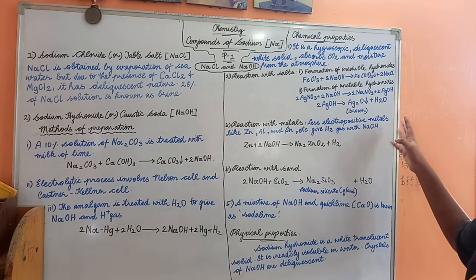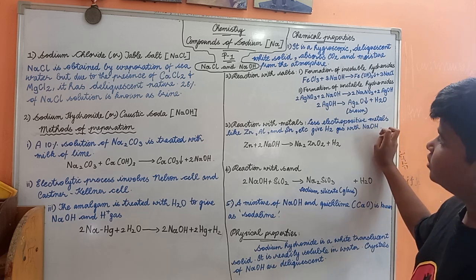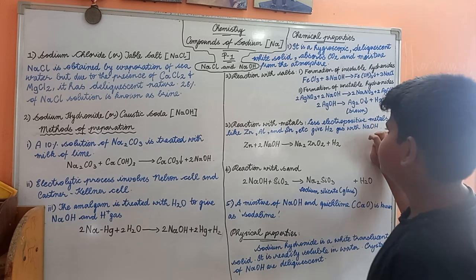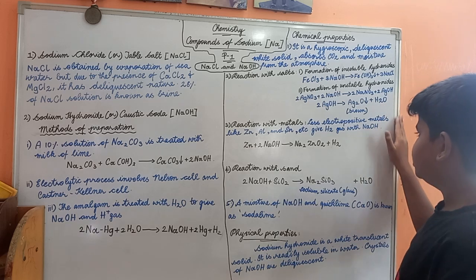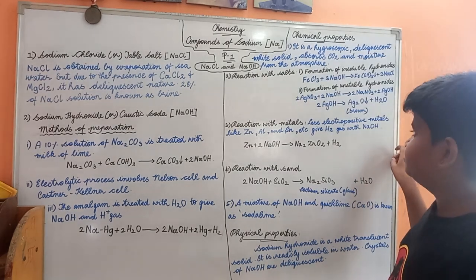silver oxide, which is brown in color, but it also gives us water. And the silver oxide is brown in color.